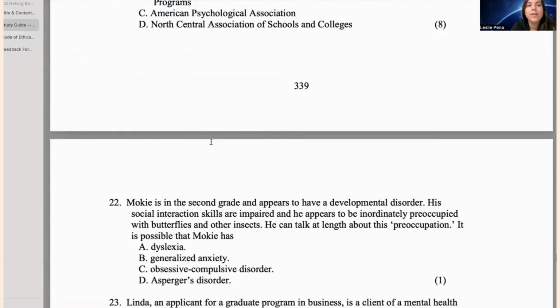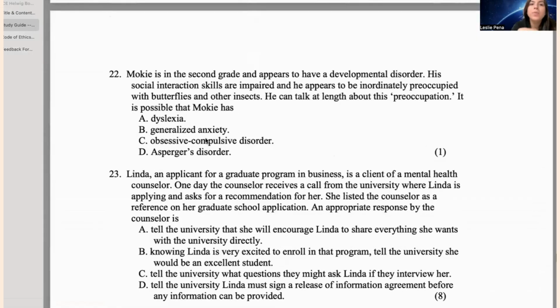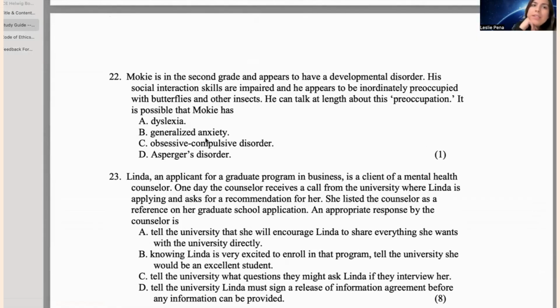Next, actually, let me make sure that's right. Yes. Number 22. Mookie is in the 2nd grade and appears to have a developmental disorder. His social interaction skills are impaired, and he appears to be inordinately preoccupied with butterflies and other insects. He can talk at length about this preoccupation. It is possible that Mookie has what?